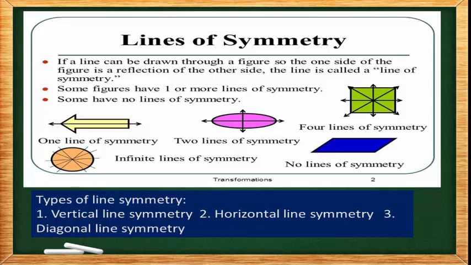And then you have the third figure which is a square. It has a vertical line of symmetry, horizontal line of symmetry and diagonal line of symmetry. And then you have a circle which shows infinite lines of symmetry, and then a parallelogram which has no lines of symmetry. So lines of symmetry are of three types, that is vertical line of symmetry, horizontal line of symmetry and diagonal line of symmetry.